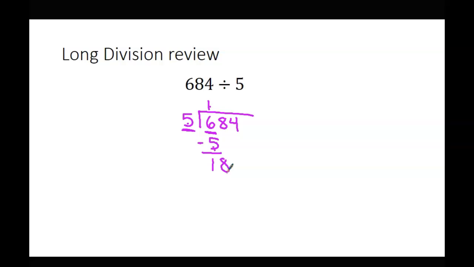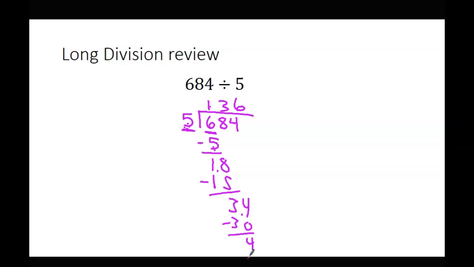Let's repeat. So now we continue. We see 5 divided into 18 is 3. Then we do 3 times 5, which is 15. Then we subtract. Then we bring down and repeat. Divide, multiply, subtract, bring down, repeat. In this case, we're done because there's nothing else to bring down.